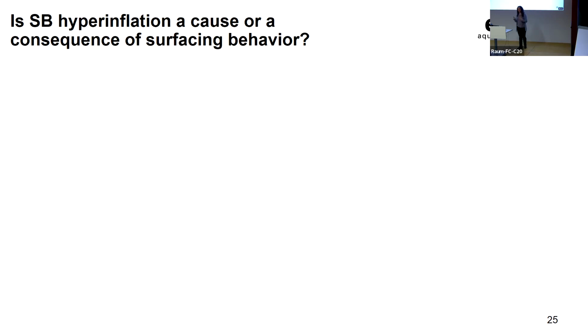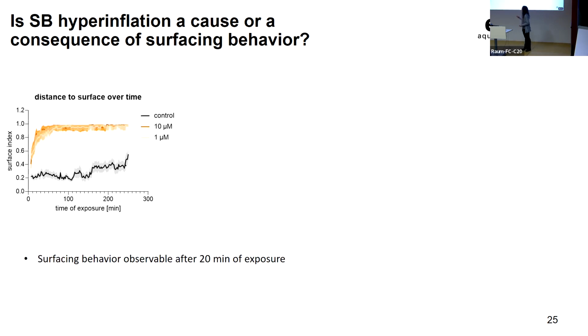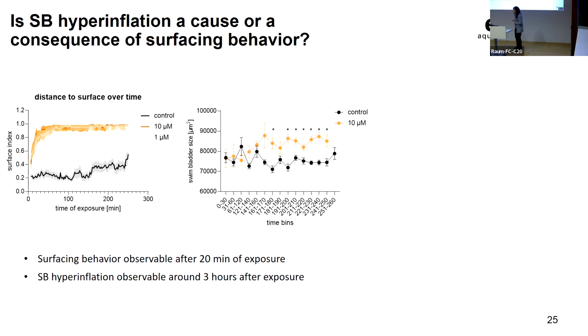So then we were interested whether this hyperinflated swim bladder is a consequence or a cause of the surfacing behavior. And we addressed this question by investigating which one of these effects occurs first. So then Joël did behavioral recordings from the beginning of the exposure and for 4 hours, and he found that the surfacing behavior was already observable after 20 minutes of exposure. And he did the same for the swim bladder hyperinflation. So he quantified from the beginning of the exposure, and he found that the hyperinflation only occurred after about 3 hours after the exposure.